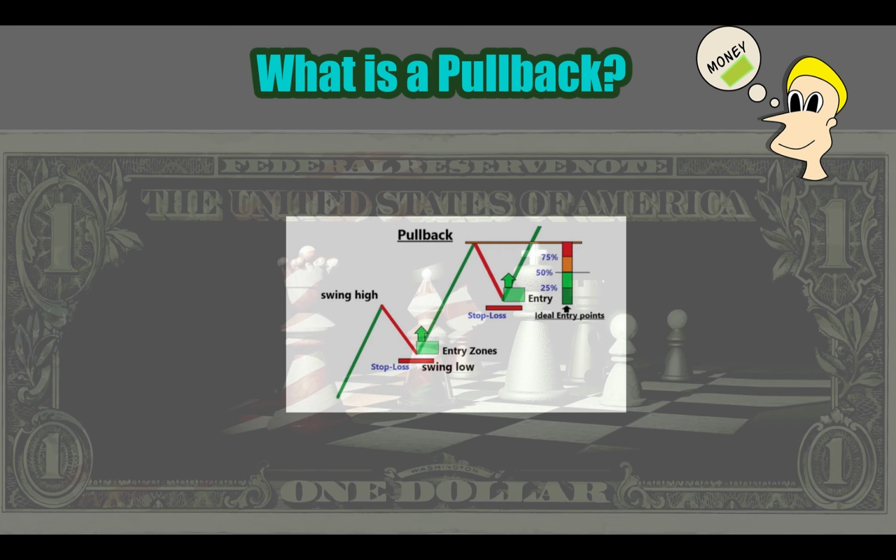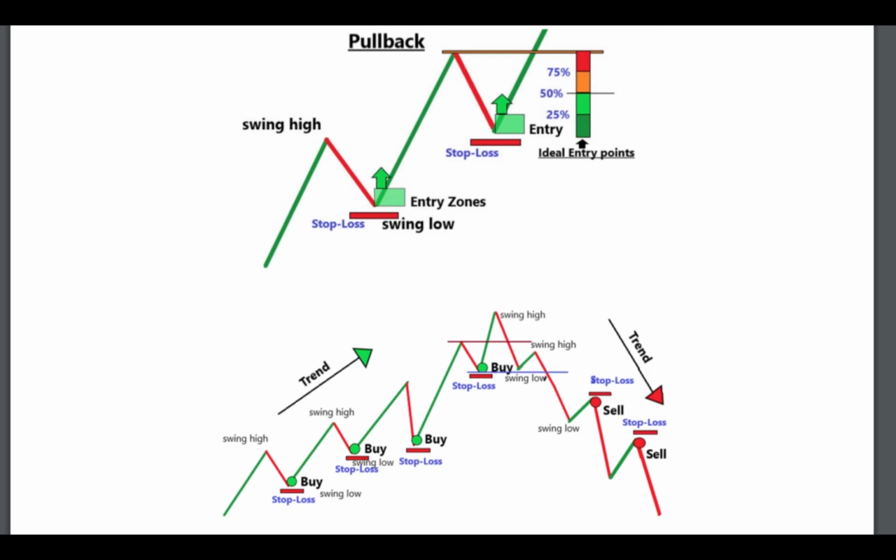What is a pullback? A pullback is a pause, a moderate drop in a stock or commodity's pricing chart from recent peaks that occur within a continuing uptrend. The term pullback is usually applied to pricing drops that are relatively short in duration, for example, a few consecutive sessions before the uptrend resumes.